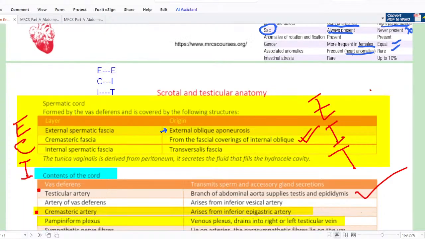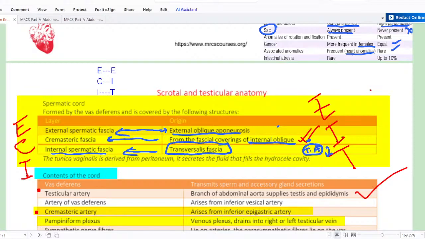External spermatic fascia, it is coming from the external oblique aponeurosis. Then cremasteric fascia, it is coming from the internal oblique, just the second layer. And the internal spermatic fascia, it is coming from the transversalis fascia. A little difference here. External oblique, internal oblique, then this one should be transversus abdominis, right? This one should be transversus abdominis, but here is the difference. Here, instead of transversus abdominis, the next layer will come, and the next layer is transversalis fascia.